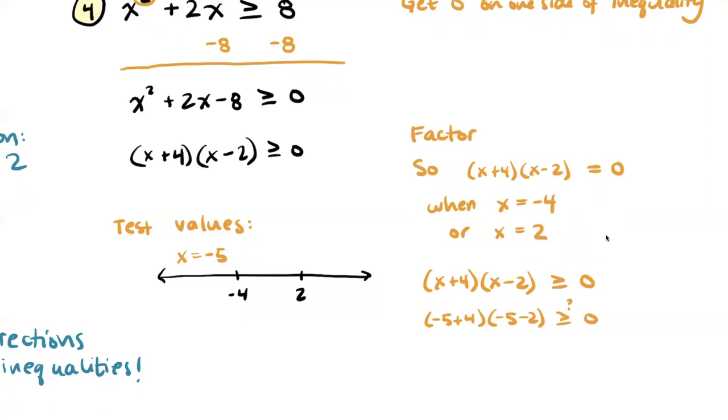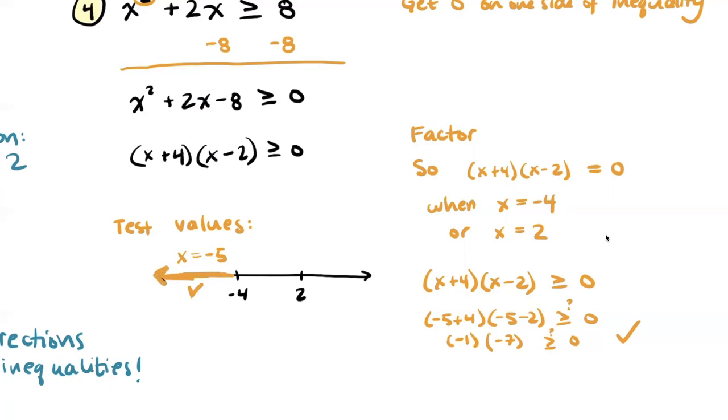Okay, -5 plus 4, all right, that's -1. -5 minus 2, that's -7. Is that greater than or equal to 0? That's +7 on the left side, so yes. Okay, so this is good. This is a good interval. This makes our inequality true. So we're going to shade this. This is part of our solution set.